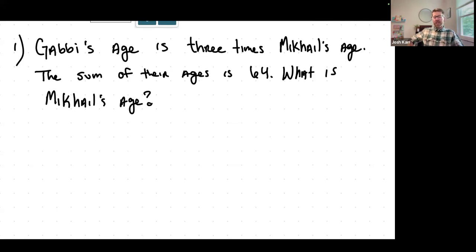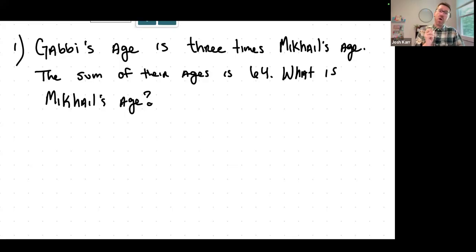We've got Gabby's age is 3 times Mikhail's age. The sum of their ages is 64. What is Mikhail's age? Okay. Main thing we're going to do is we're going to look to write an equation based on what it says, right? We practiced this previously. Can we write an equation? And then we're going to look to solve it. It's asking us a question of being able to solve.